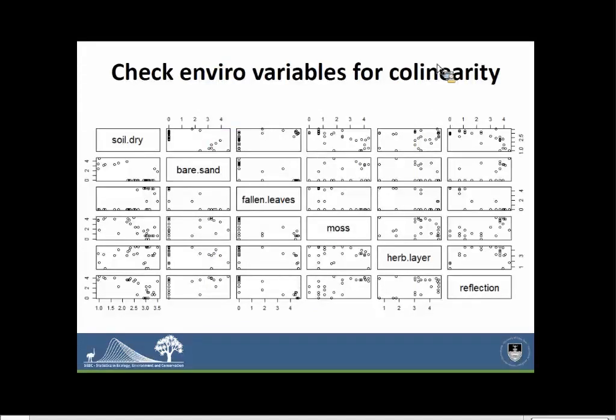So generally you would check for collinearity. Some things maybe, but nothing pops out too strongly.